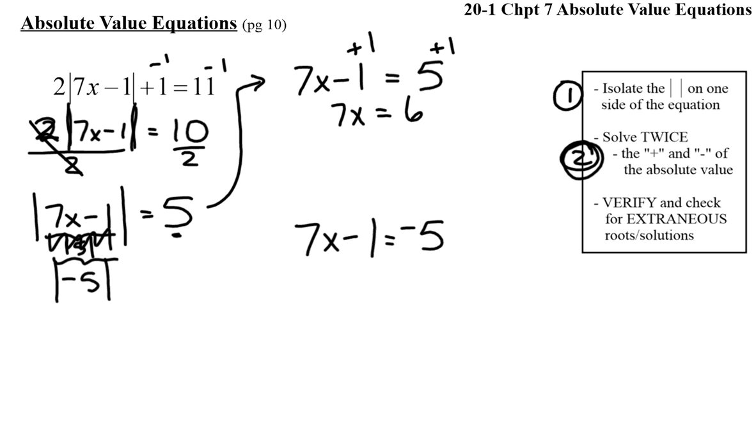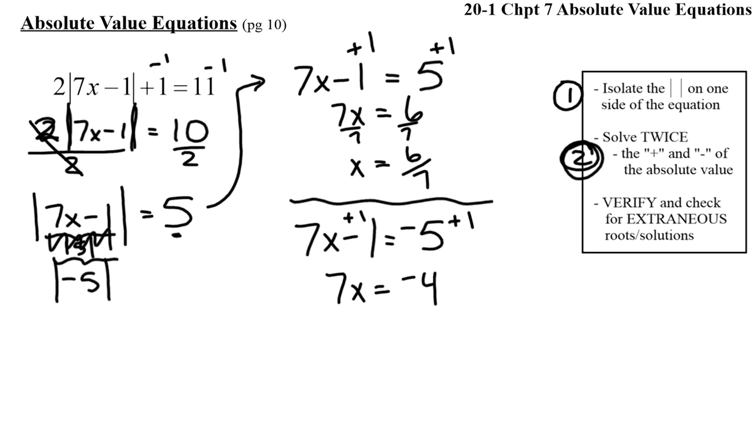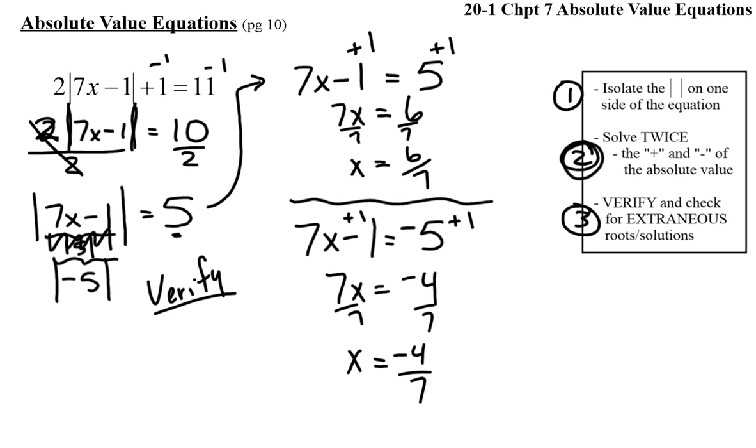So algebra to solve. 7x equals 6. Divide by 7. And x equals 6/7. The other possibility, add 1. 7x equals negative 4. Divide by 7. And x could equal negative 4/7. So we have 2 possibilities, 6/7 and negative 4/7. Well, again, verify. Always finish with verifying.